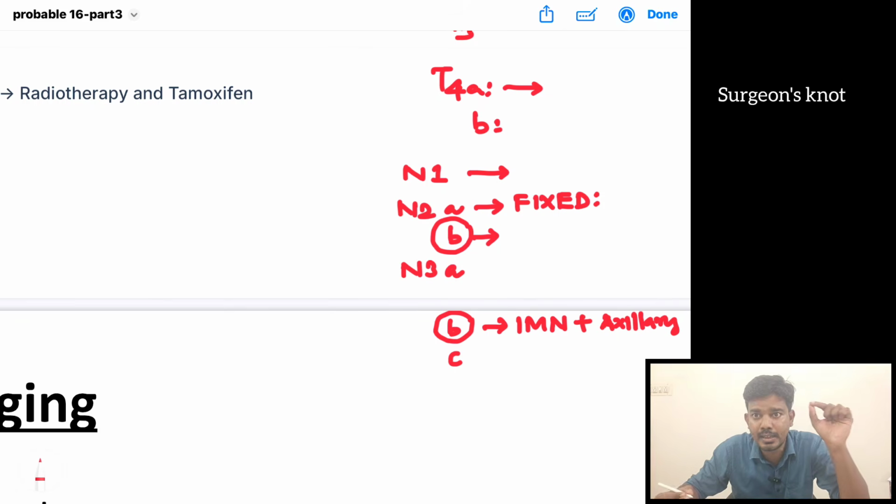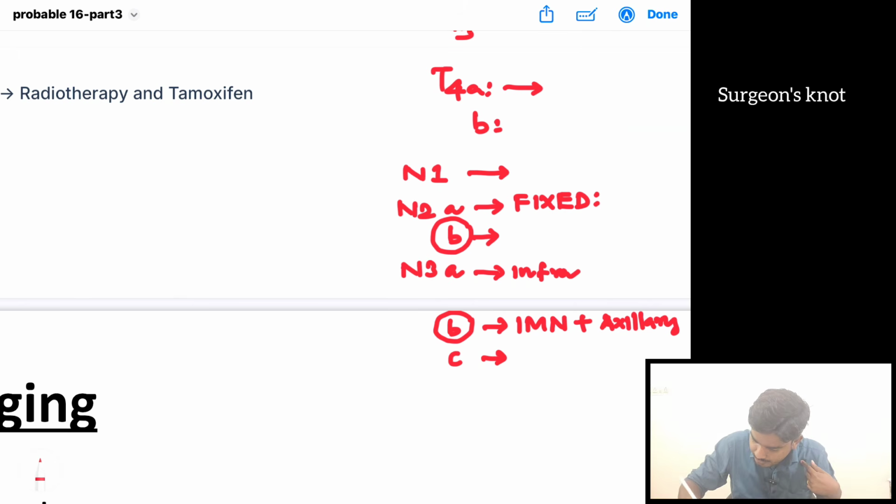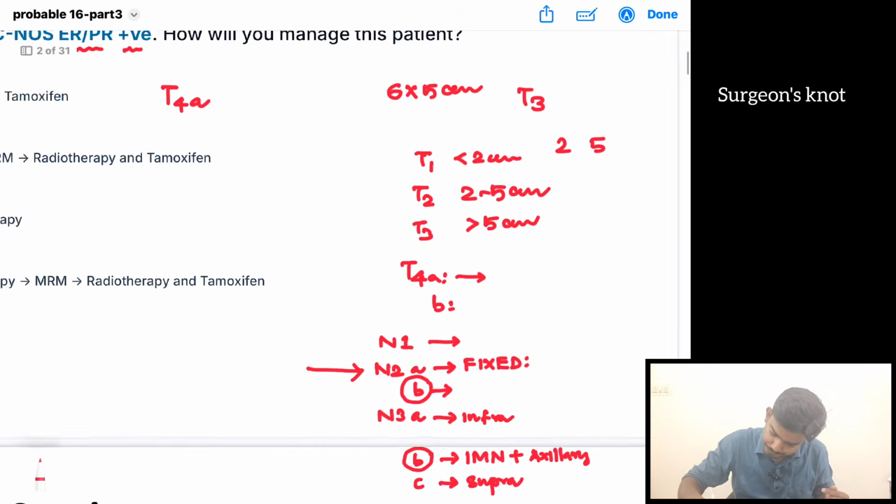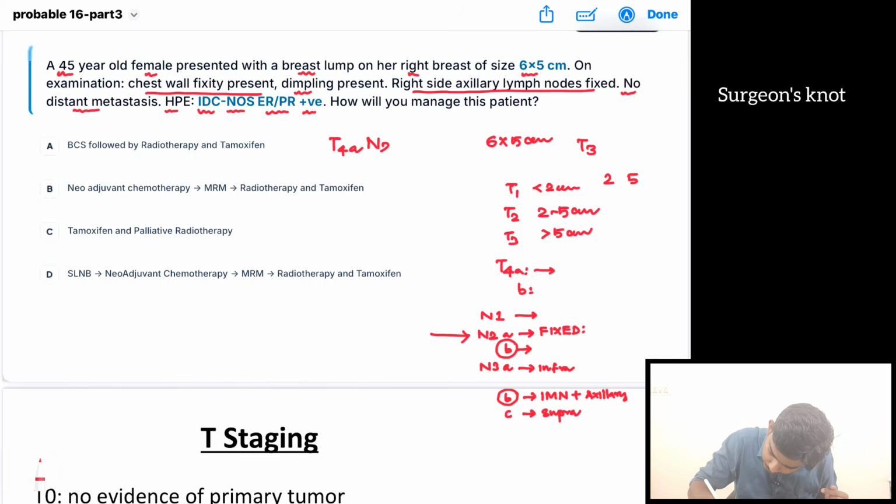Then what is remaining? N3A and N3C are remaining. It can be either supra or infraclavicular. So which comes first? From the breast, first the infraclavicular nodes get involved, and only after that the supraclavicular nodes get involved. So N3A is infraclavicular, N3C is supraclavicular. So in this question, it is N2A. So it is T4A, N2A, and there is no metastasis, so M0. So what stage will this come under?